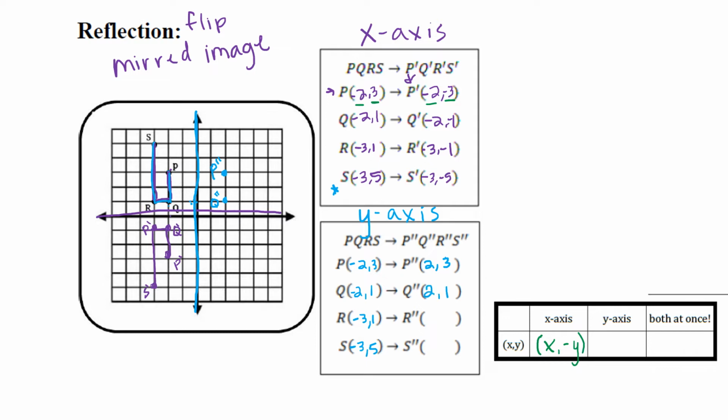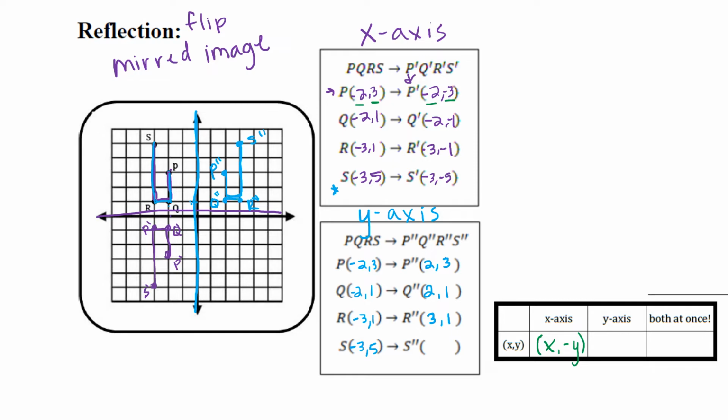If I take R, since R is 3 to the left of my vertical line, my y-axis, I need to go 3 to the right and get R double prime. Oops, it only looks like I got 1 prime in there. Double prime. So then those new coordinates become 3, 1. And S is, again, 3 away from this vertical line or my y-axis, so I need to go 3 to the right and label that S double prime. Connecting my points.